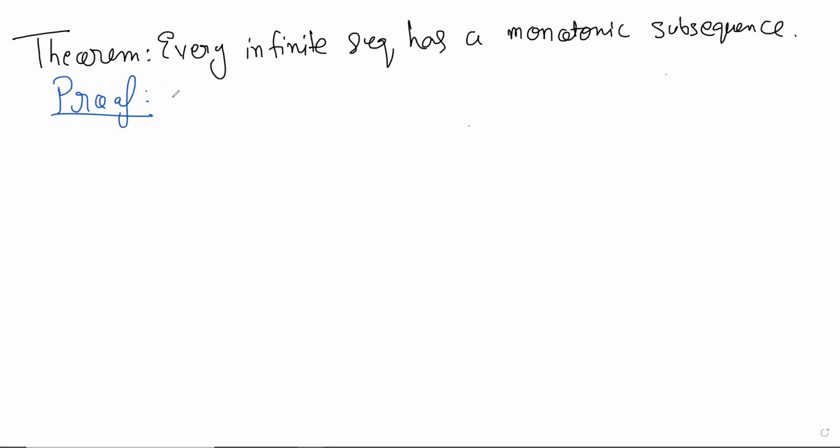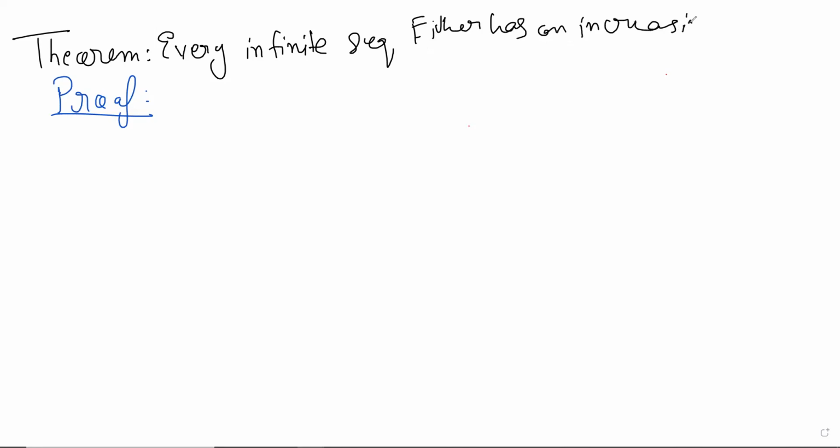So how do we prove it? In general, this is what we learn through these theorems. How do you prove such a statement? Let me not write monotonic here. It's good for writing, but to understand, you should write it as: the sequence either has an increasing subsequence or a decreasing subsequence. So it will either have an increasing subsequence or a decreasing subsequence.